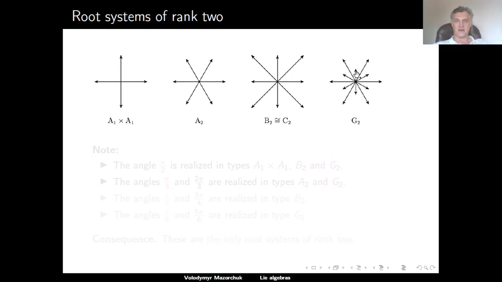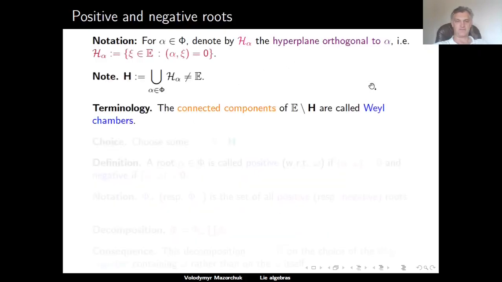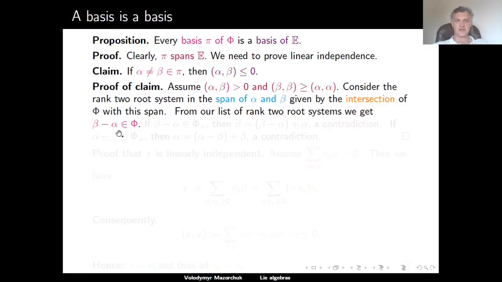This is alpha and this is beta, they have the same length. Scalar product is positive, beta minus alpha is a root. This is beta, this is alpha, the scalar product is 0, so we don't need to count this. And up to symmetry, we now went through all possible cases. So we have proved this observation by looking at all possible rank 2 root systems.